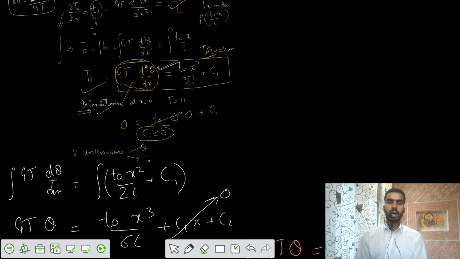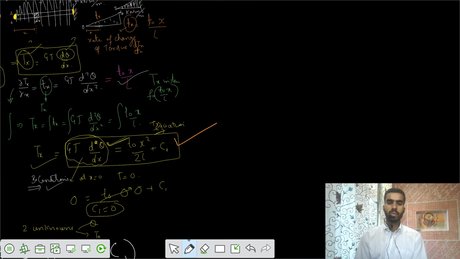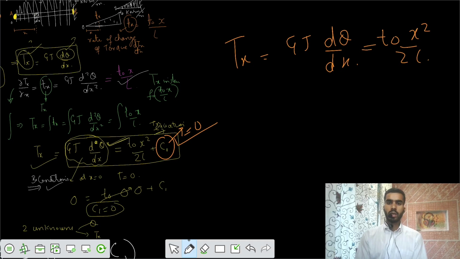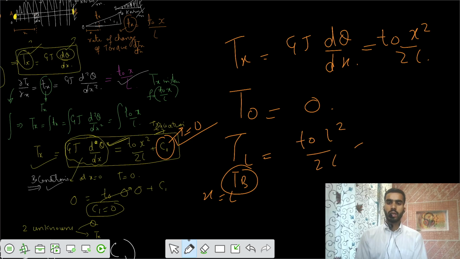Now if I have this equation, with the value of c1 equal to 0, that means torque at any x is equal to GJ d theta by dx, and that equals T naught x squared by 2L. So torque at 0 would be 0. Torque at L, that means torque at B, would be T naught L squared by 2L, that is T naught L by 2. So you get this value of torque at the fixed side.